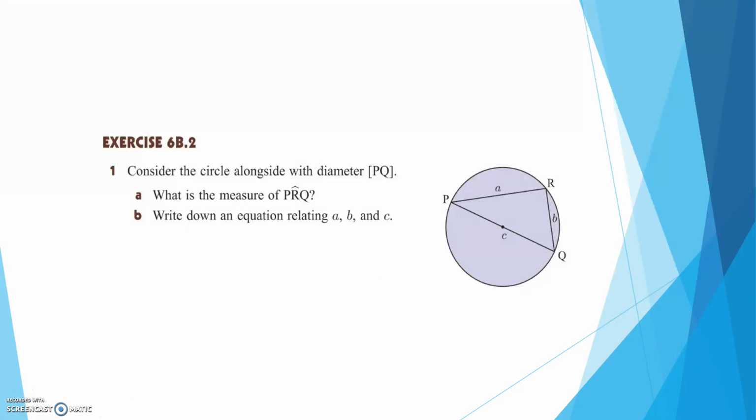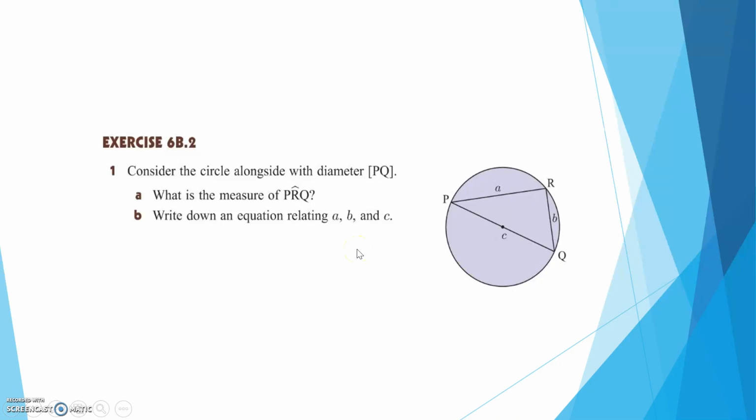Consider the circle alongside with the diameter PQ. So there's our diameter PQ. What is the measure of PRQ? Let's have a look. PRQ. It's asking what is this angle in here? Now it's a right angle, so it's obviously 90 degrees.